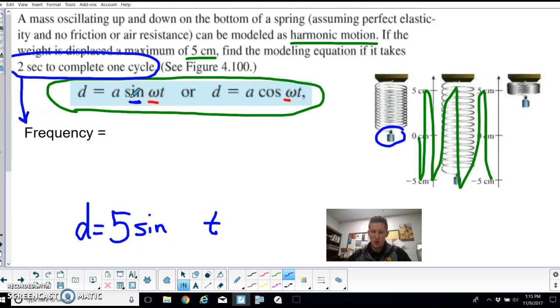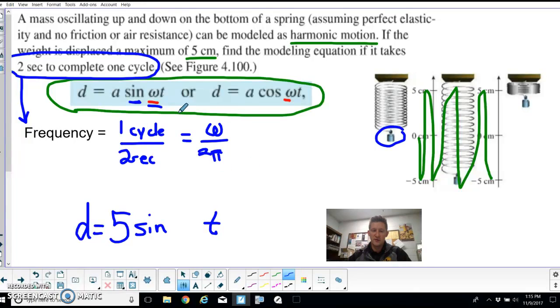So we just need to figure out what is omega, our angular velocity. Well, we're going to find that from the frequency. So the frequency is 1 cycle for every 2 seconds, and again, we put the time frame on the bottom when we do frequency. So 1 cycle every 2 seconds. Well, the way to find frequency was to take omega, whatever it happens to be, and divide it by 2 pi. So whatever omega is divided by 2 pi, that's what the frequency is.